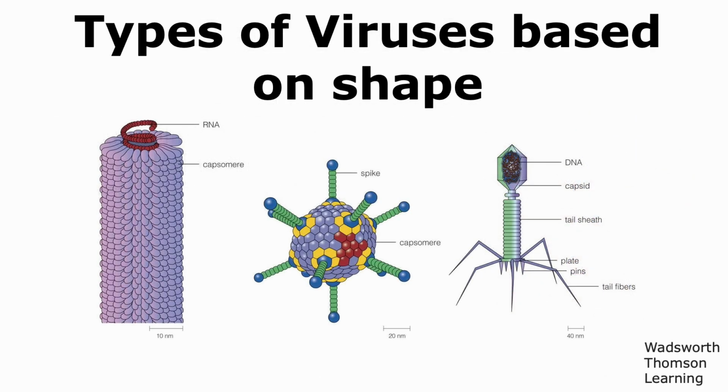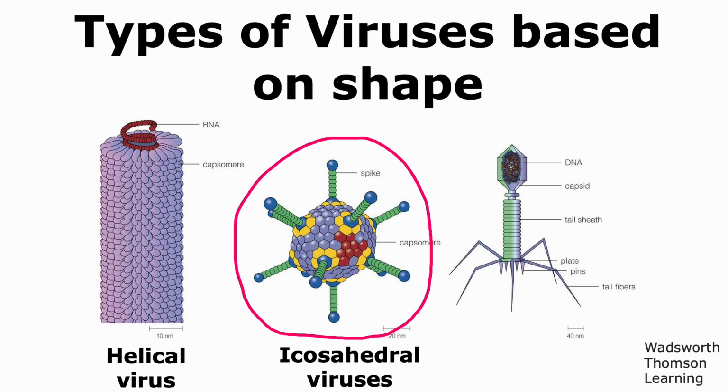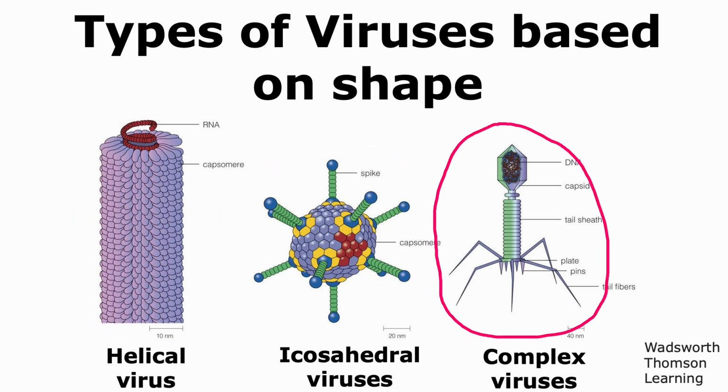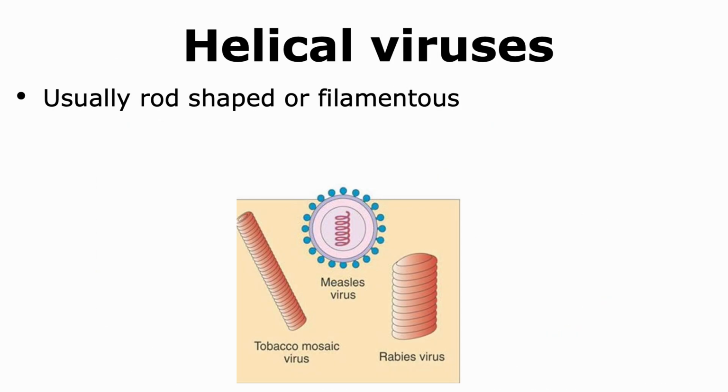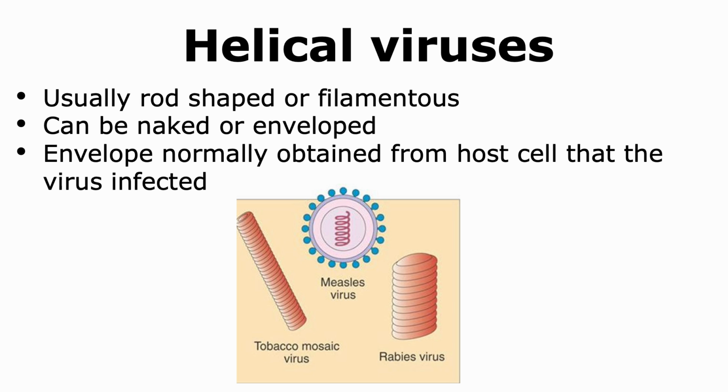Depending on their shape, viruses can be classified as helical viruses, icosahedral viruses, and complex viruses. Helical viruses usually have a rod or filament shape. They can be naked or have an envelope surrounding them. And once again, this envelope is usually obtained from the host cell that the virus infected, and it is a phospholipid bilayer.